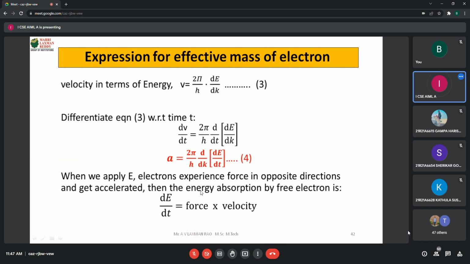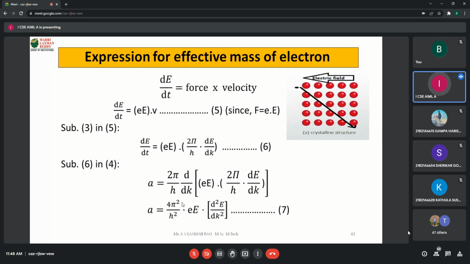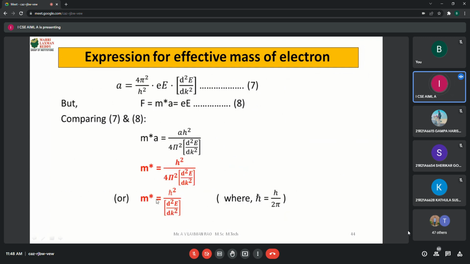Now, first we are finding velocity, and next we are finding acceleration, dv by dt. The rate of change of velocity is nothing but acceleration. So F equal to ma, and in that you substitute that value and finally you get the m or m star value. Finally you write m star equal to this. So this is the final expression.